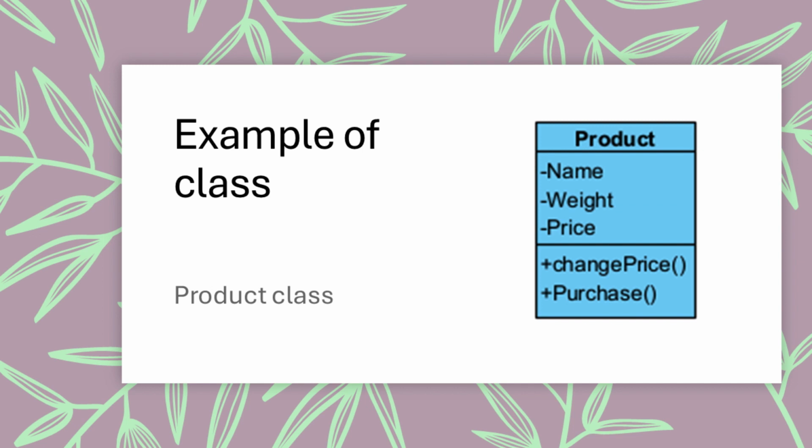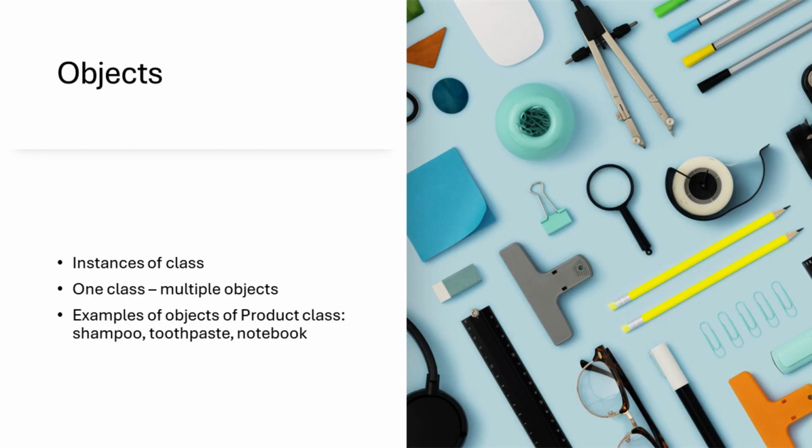Here is another example of a class. It is a product class. It has name, weight, and price as attributes. And with methods, you can change the price and you can purchase that product. What are objects? Objects are instances of a class. With one class, with one blueprint, you can create multiple objects. Just like with a blueprint for a house, you can build multiple houses with the same blueprint. Examples of objects of the product class are shampoo, toothpaste, notebook, and so on.